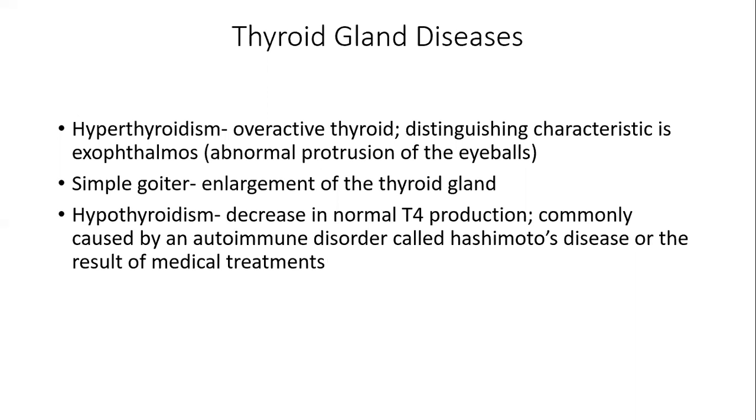Thyroid gland diseases. Hyperthyroidism is overactive thyroid. The distinguishing characteristic is exophthalmos, which is an abnormal protrusion of the eyeballs. Simple goiter is enlargement of the thyroid gland. And hypothyroidism is a decrease in normal T4 production, and it's commonly caused by an autoimmune disorder called Hashimoto's disease or the result of medical treatments.